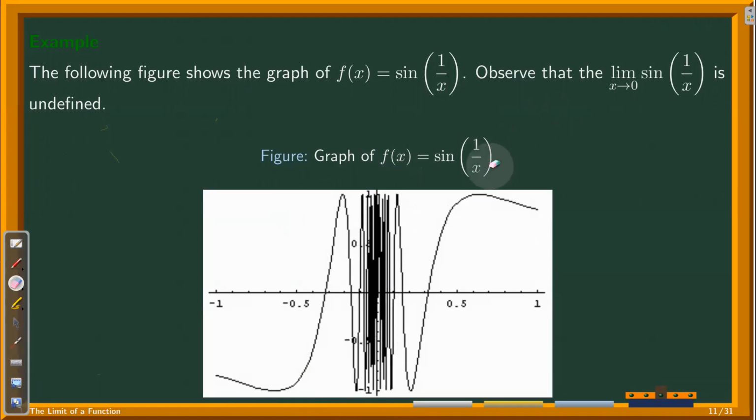As x goes to 0, this one becomes bigger and bigger, the value inside the sine. But the sine function, if you recall, oscillates between minus 1 and plus 1. So you cannot tell what 1 over sine very close to 0 does, because it goes crazily up and down. Okay, any questions?